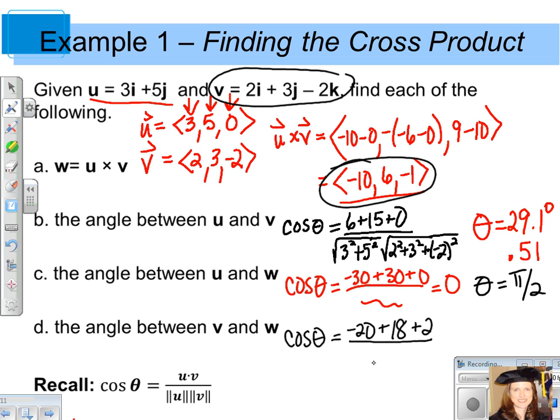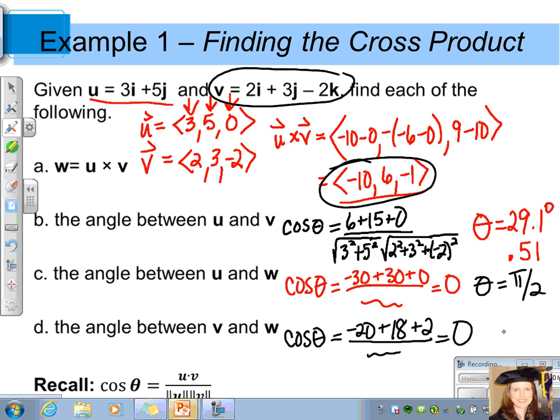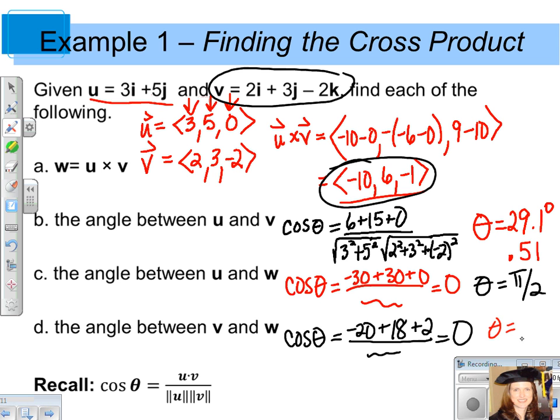And then in the denominator we would divide by the magnitudes. Now before I even get that far, I can see that the numerator is equal to 0. Since the numerator equals 0, the cosine has to equal 0, and that happens when the angle is pi over 2.